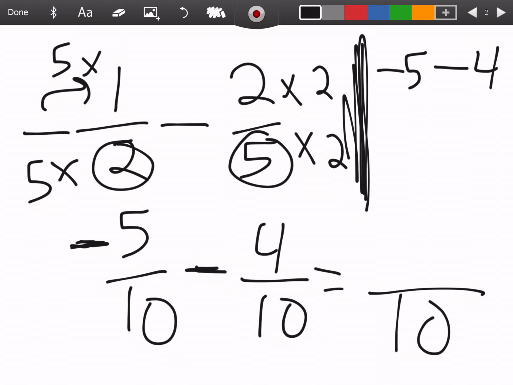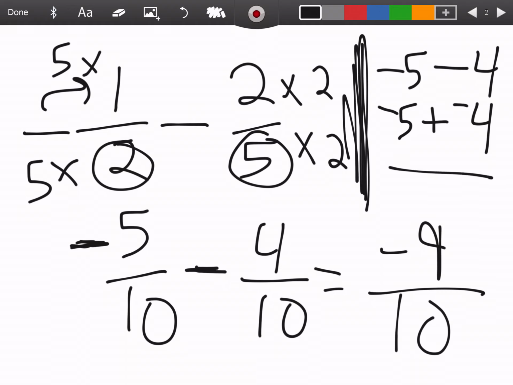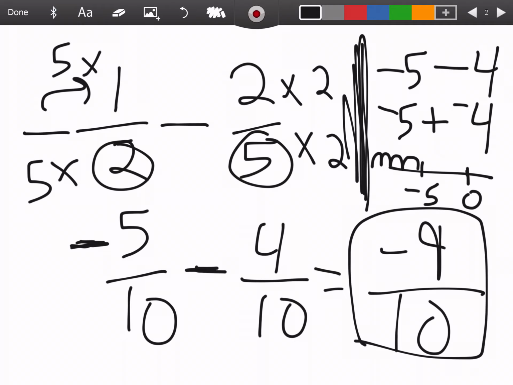So again, if we think about money for a minute here, you're down 5, and then you lose 4 more. That's going to be -9. You could change this to addition, -5 plus -4. I could do it again with a number line, for example. If here's 0 and I'm at -5, -4 means I'm going to go away from 0. So 1, 2, 3, 4, minus 4. So I'd be at -9. And so -9/10 will be my answer there.